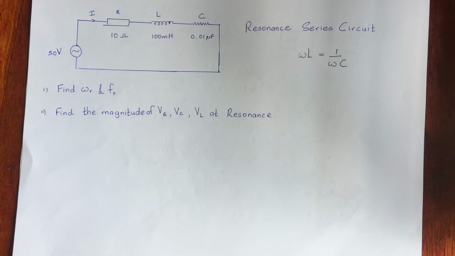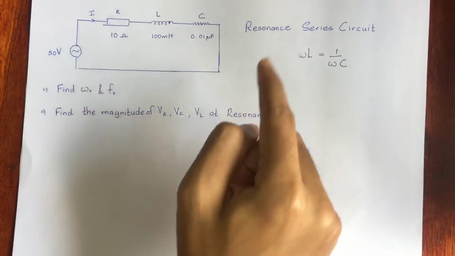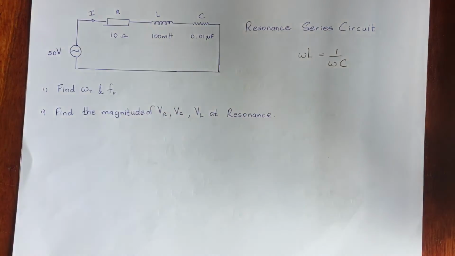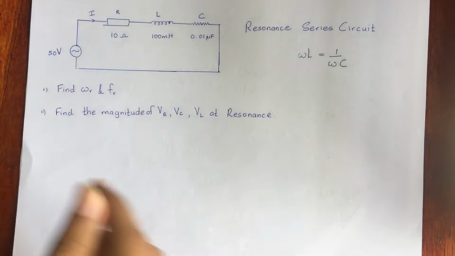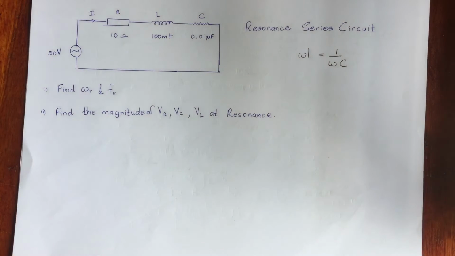The simple equation you need to memorize is that resonance happens in the series circuit when omega L is equal to 1 over omega C, which simply means the reactance part of that circuit, even though there are inductance and capacitance, is going to be 0. The first question asks us to find omega R and FR, which means we need to find the angular frequency of the circuit when it is in resonance, and likewise the frequency of that circuit when it's in resonance.